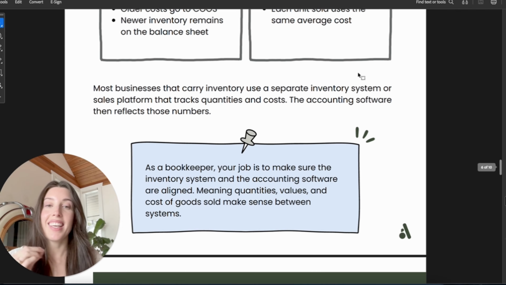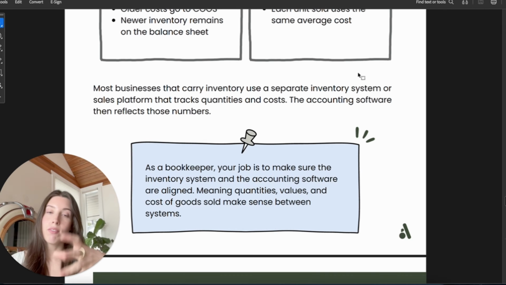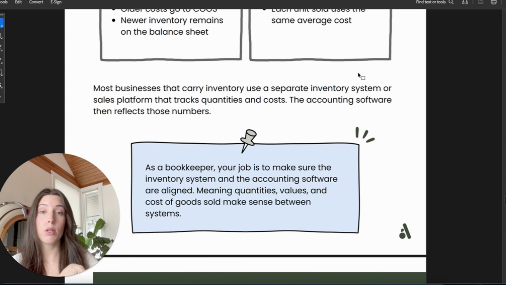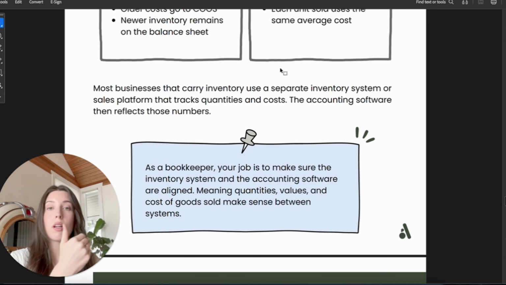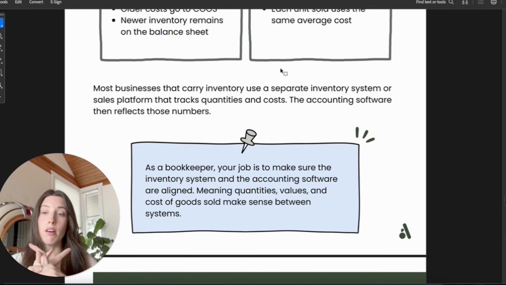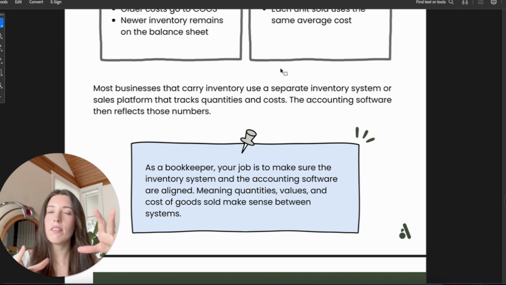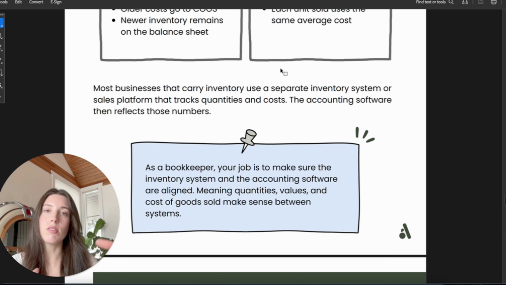Most businesses that carry inventory have a separate inventory system or a sales platform that tracks the quantities and cost, and then the accounting system should just reflect those numbers. So the accountant will decide the appropriate method as far as the nature of the inventory, but your job as the bookkeeper is to just make sure the inventory system and the accounting software are aligned and that you understand the basic principles of what's going on.